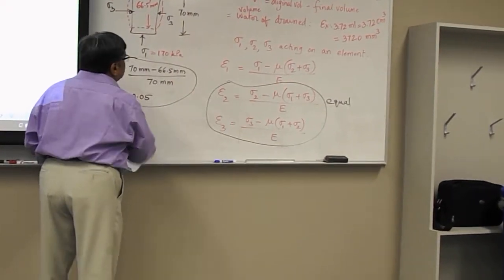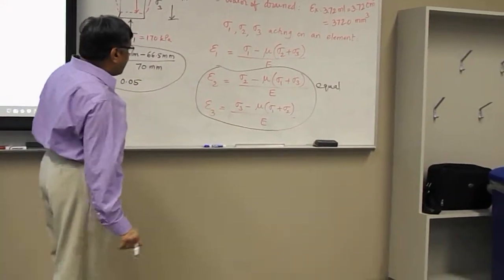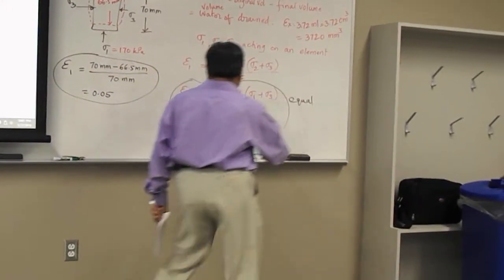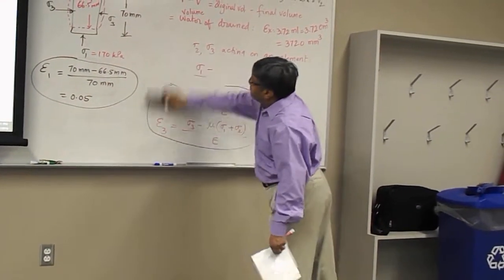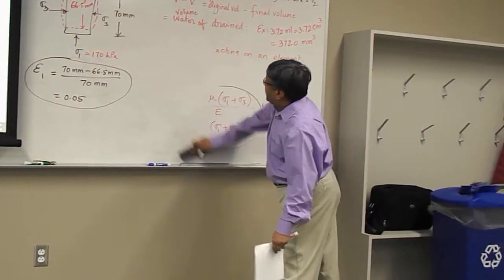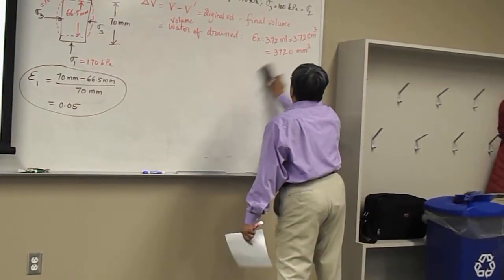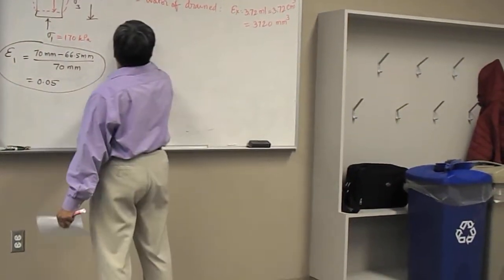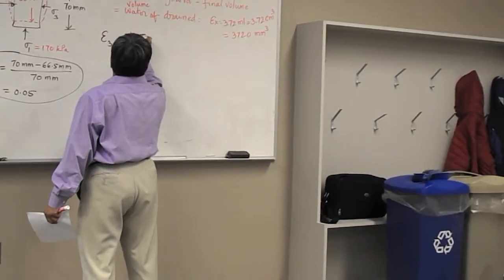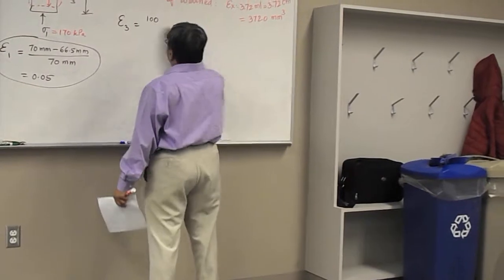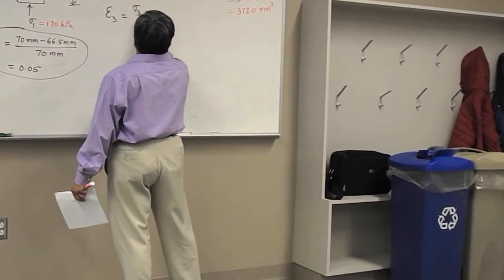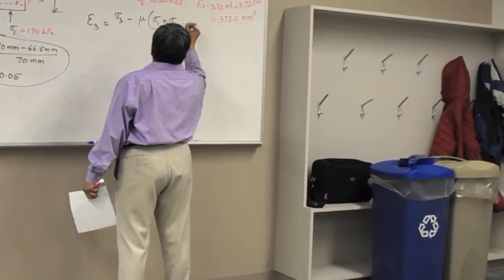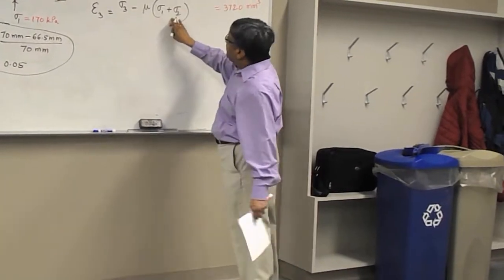We don't know epsilon 2 or 3, even though we know that they are equal, but we know the stress conditions, so we can make use of the stress conditions and write an equation for epsilon 3. Epsilon 3 should be, with sigma 3 of 100 kPa, as I will write once more, sigma 3 minus mu times sigma 1 plus sigma 2. Let us equate it with sigma 3.